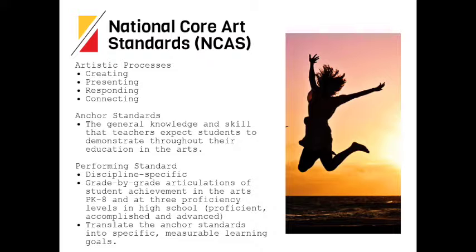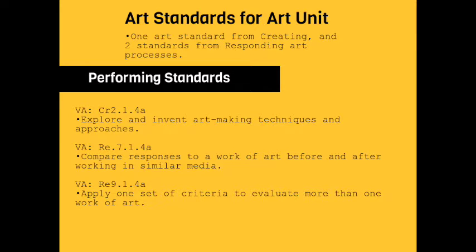Performing standards are discipline specific, grade by grade from pre-K to grade 8 and at 3 proficiency levels in high school. And they translate the anchor standards into specific measurable learning goals. Today I'm going to choose 3 performing standards for my next unit: 1 art standard from creating and 2 standards from responding.